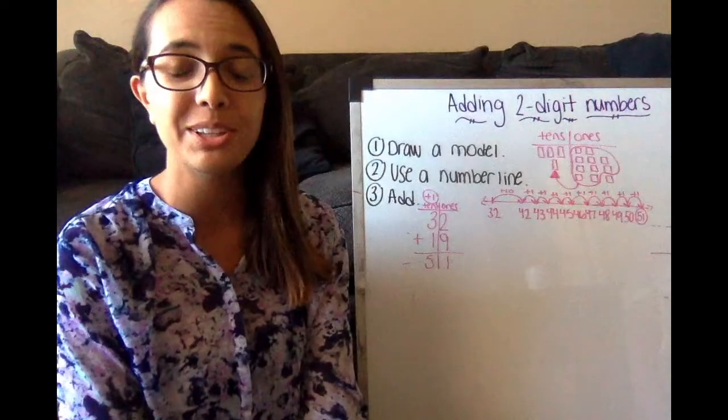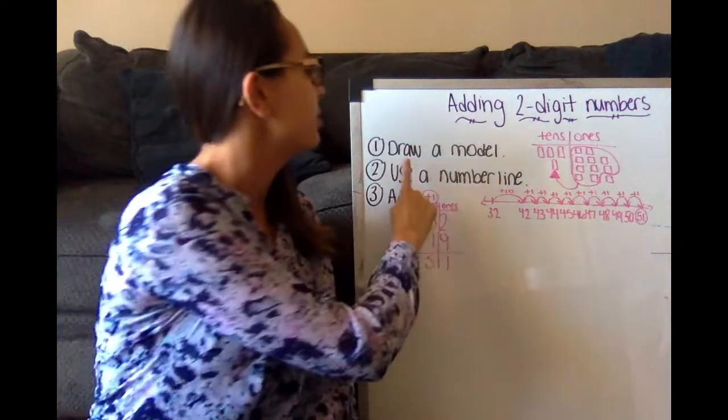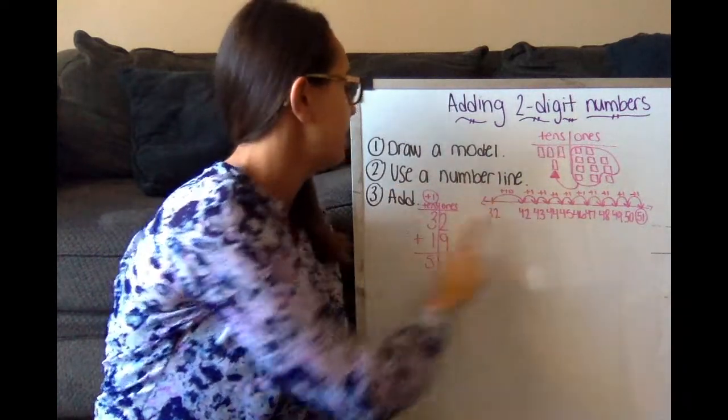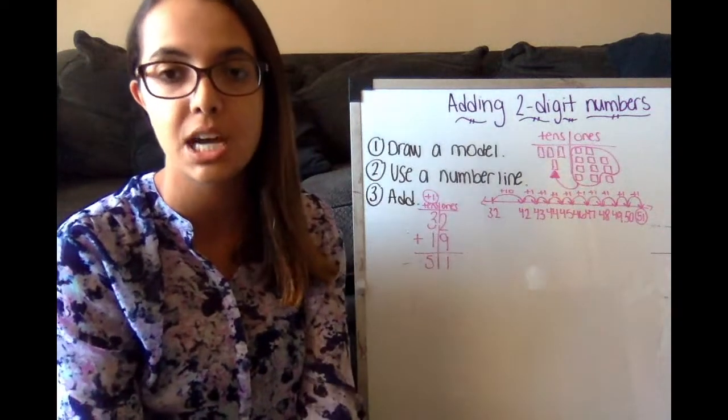So today we learned different ways to add 2-digit numbers by making a 10. We learned how to draw a model. We learned how to use a number line. And we also learned how to add by just stacking the 2 numbers vertically on top of each other.